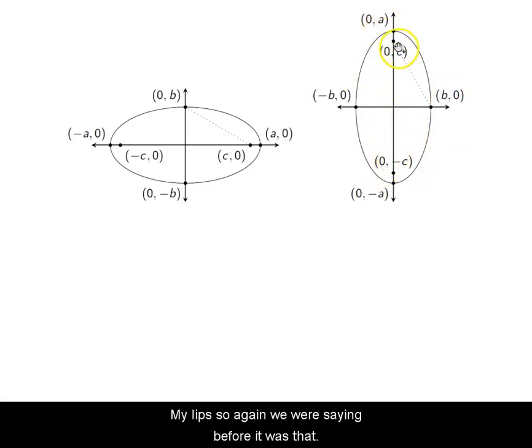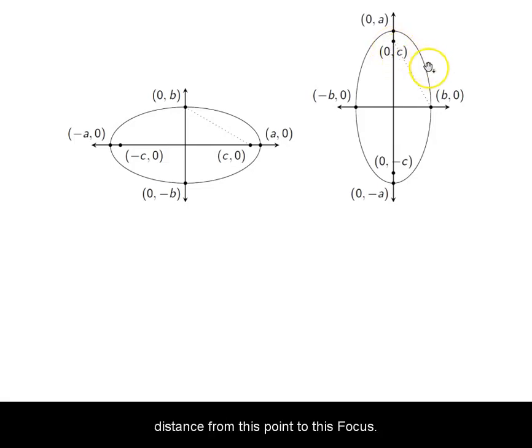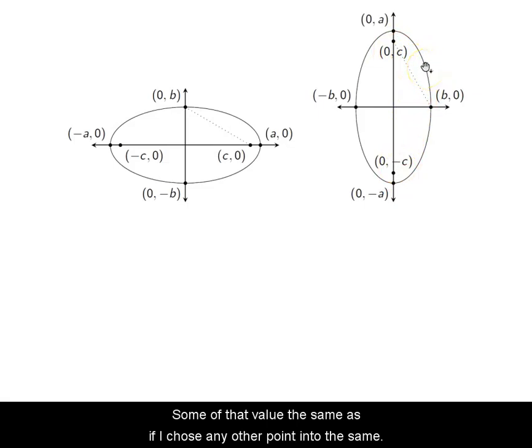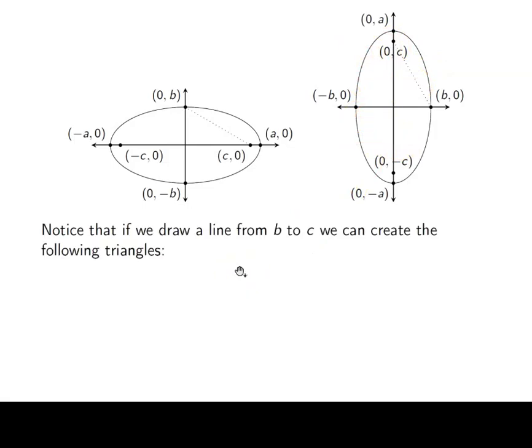my ellipse. So again, what we were saying before was that if I had a point, let's say here, then the distance from this point to the focus and the distance from this point to this focus, the sum of that value is the same as if I chose any other point and did the same thing. Okay.